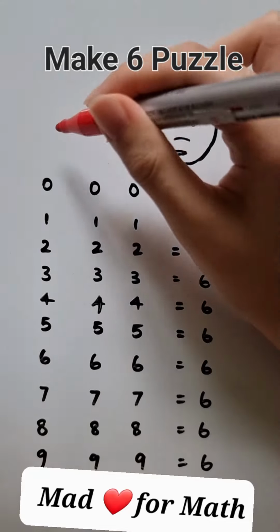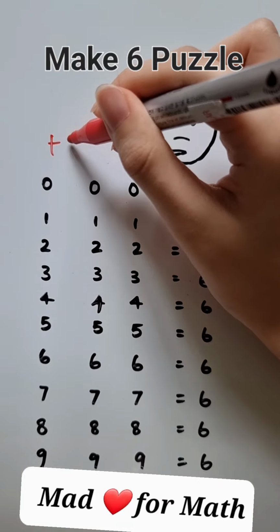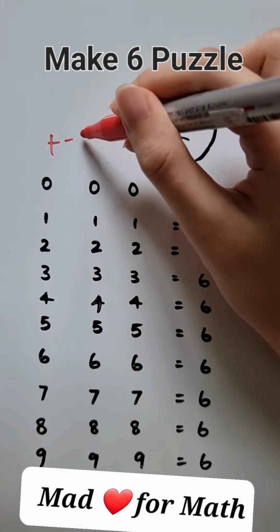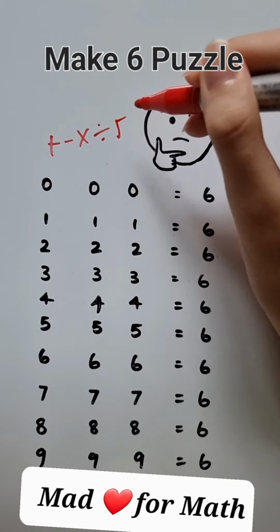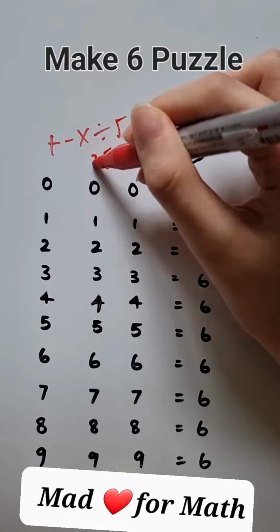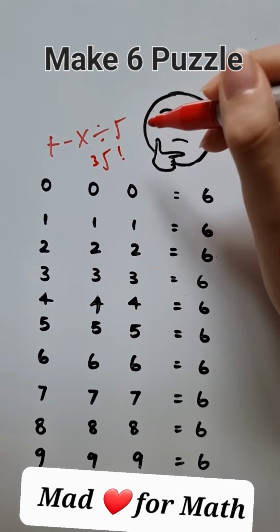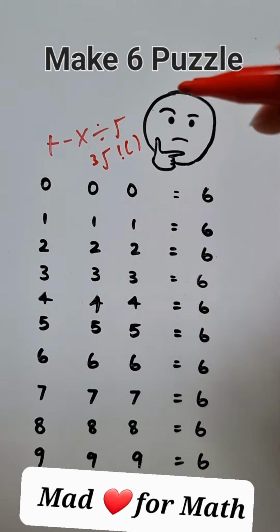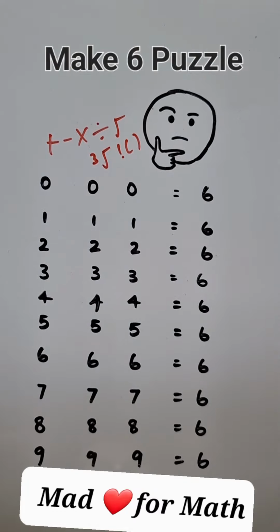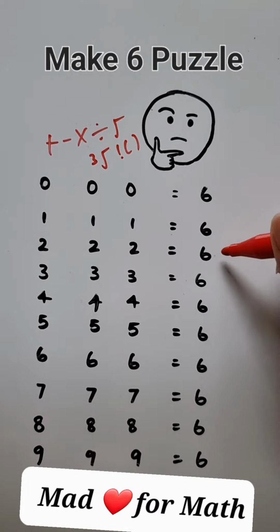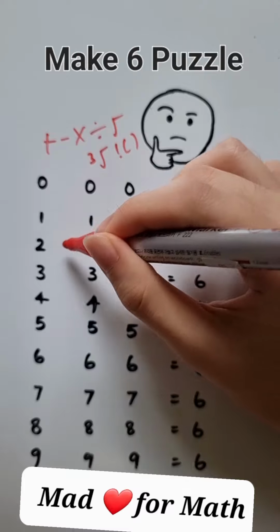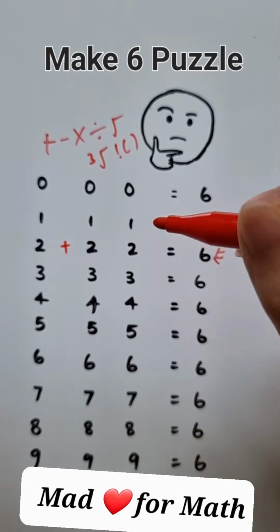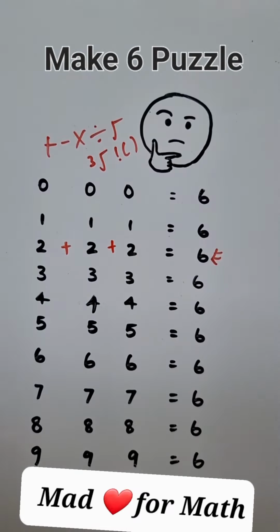So you can use plus, minus, multiply, division, square root, cube root, factorial, or parentheses. So let's begin with the easiest one of all, which is this. In this, we can use 2 plus 2 plus 2 to get 6.